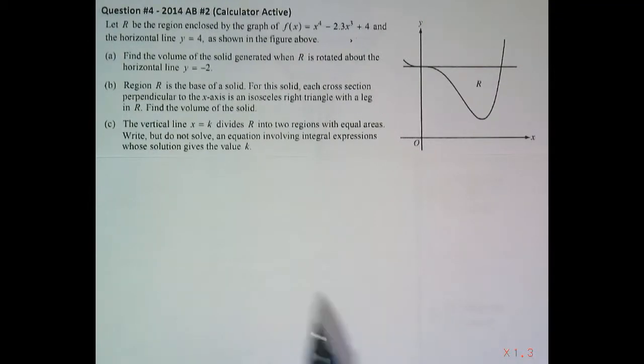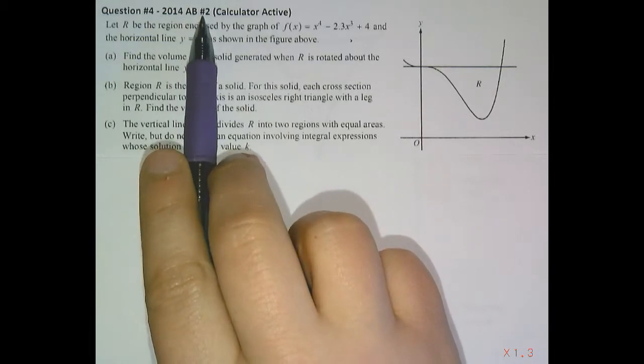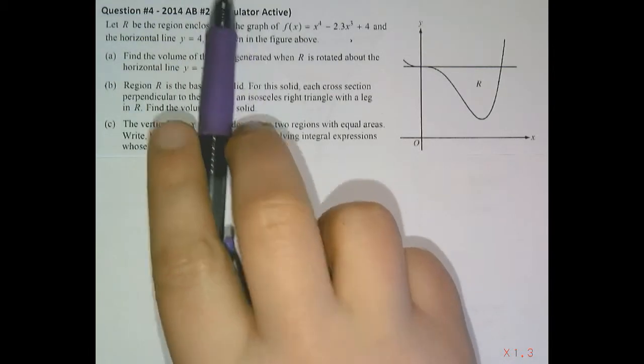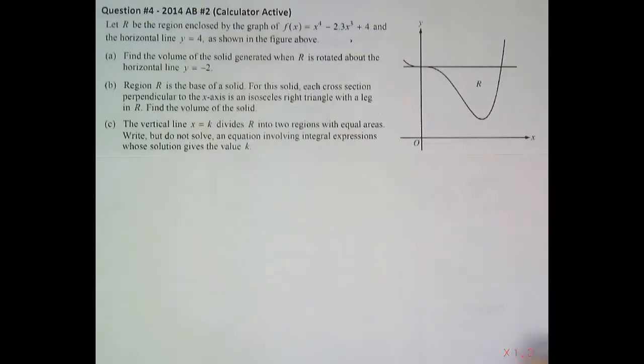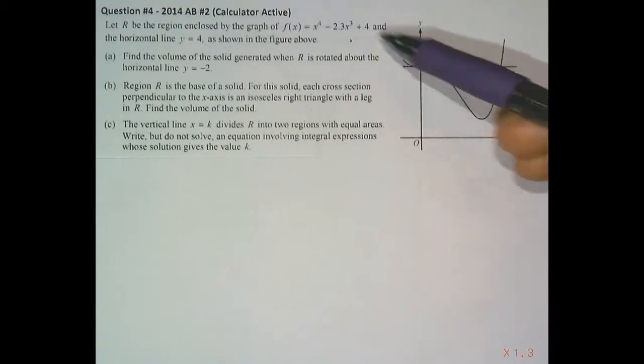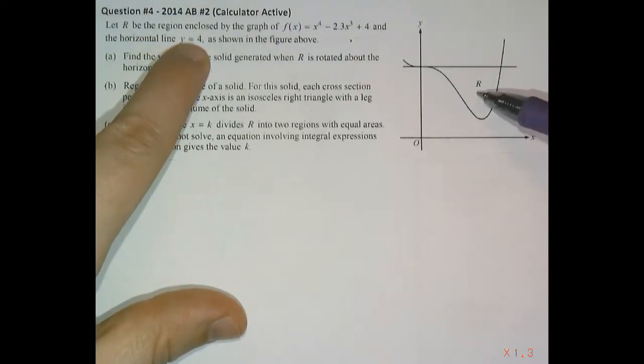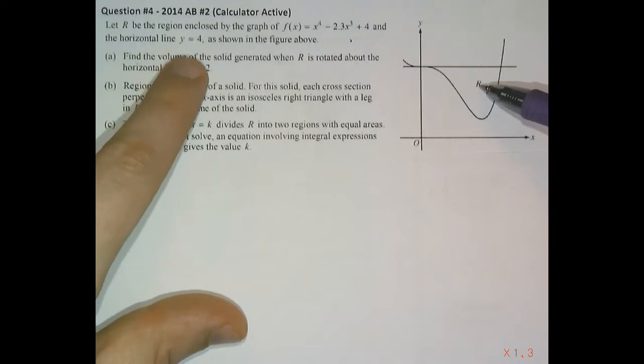Today we're going to be focusing on a question from the 2014 AB exam. This was question number 2. It's calculator active, and it is an area volume problem. What we have here is the graph of a region enclosed between f of x and the line y equals 4. So we're going to be finding area and volume calculations off of this region.